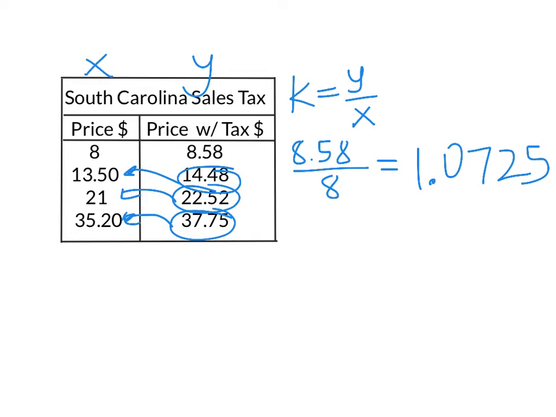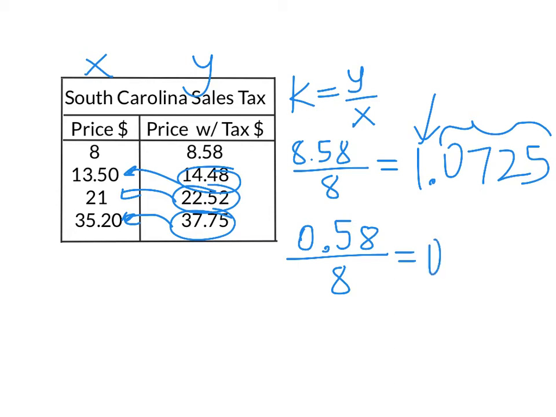It might be a rounded number because we round to the nearest cent. But if you recognize it, here's your sales tax right here. But if you don't recognize it, another thing you can do is put the difference between the 8 and the 858. And that difference is just 58 cents over the 8, and that should give you the sales tax alone without the 100%. And that equals 0.0725. So as a percent, we multiply it by 100, and we find that South Carolina has a sales tax of about 7.25%.